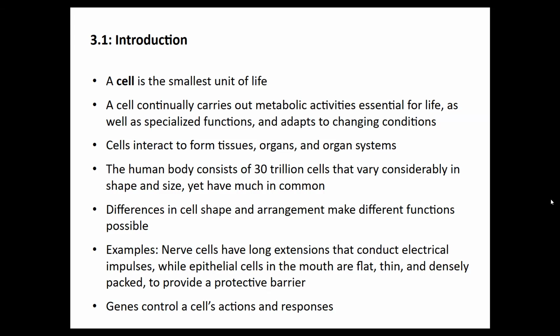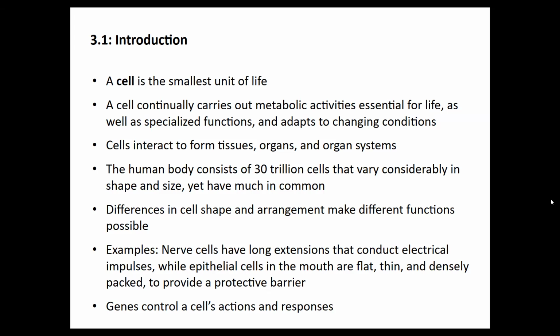So to start off, and we've said this before in class, a cell is the smallest unit of life. The rest of what is written on here is kind of just more for your contextual information, right? We know that cells interact to form tissues. Tissues then form organs. Organs form organ systems that leads to our organism. The human body consists of about 30 trillion cells that have different size, shape, function.